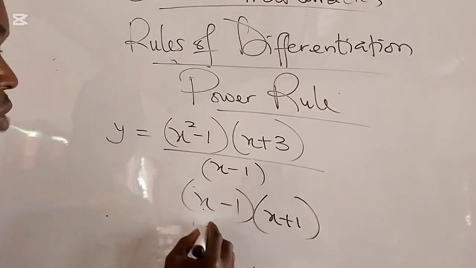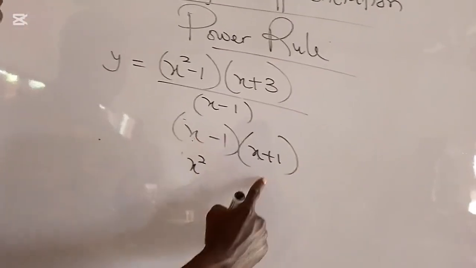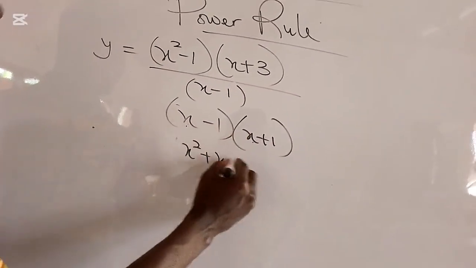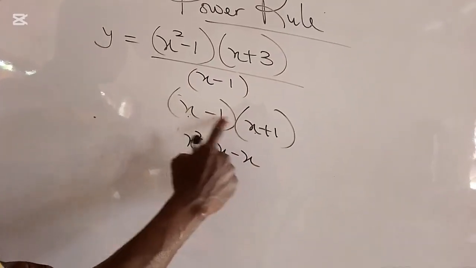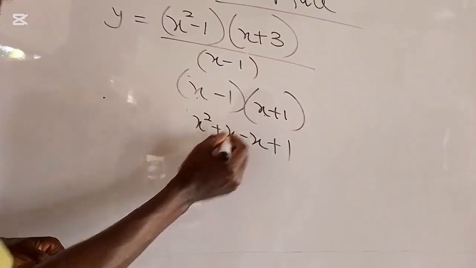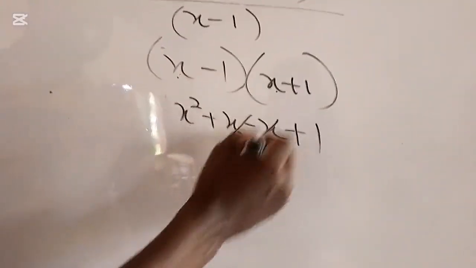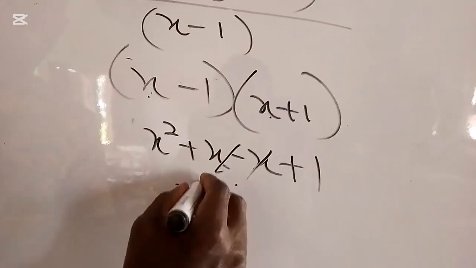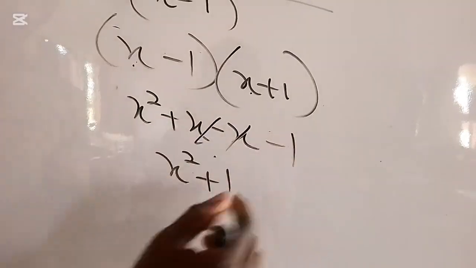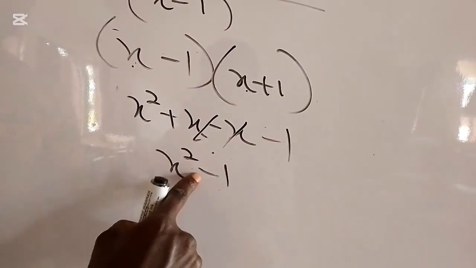So when we expand, what are we going to get? This will multiply this, we have x squared. This x will multiply 1, we have x. Negative 1 multiplying x, we have negative x. Then negative 1 multiplying positive 1 will have positive... negative 1. So you can see that this is positive x, and this is negative x, so this and this will cancel. So we have x squared plus x minus x minus 1. This and this will give us negative 1. So we have x squared minus 1.